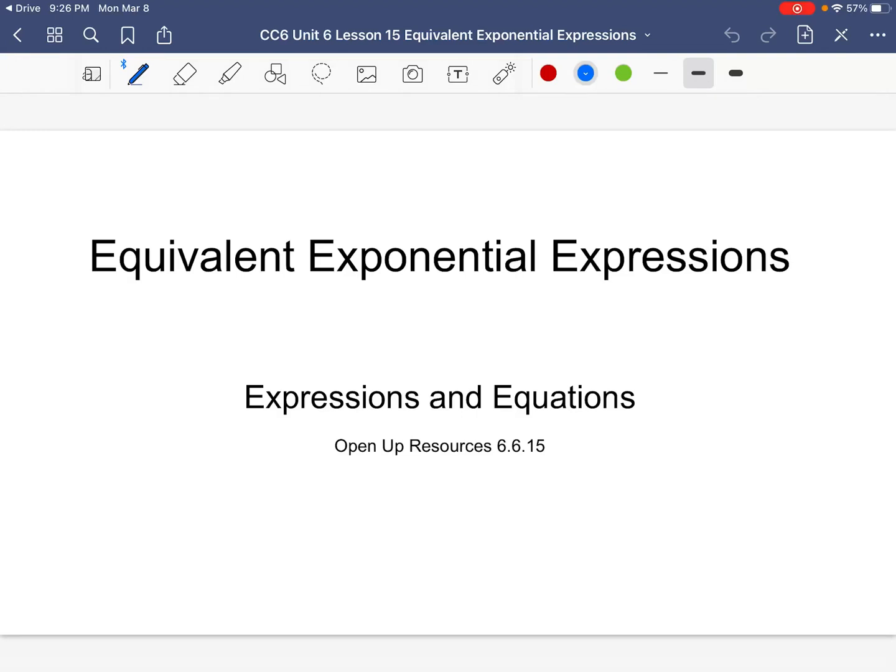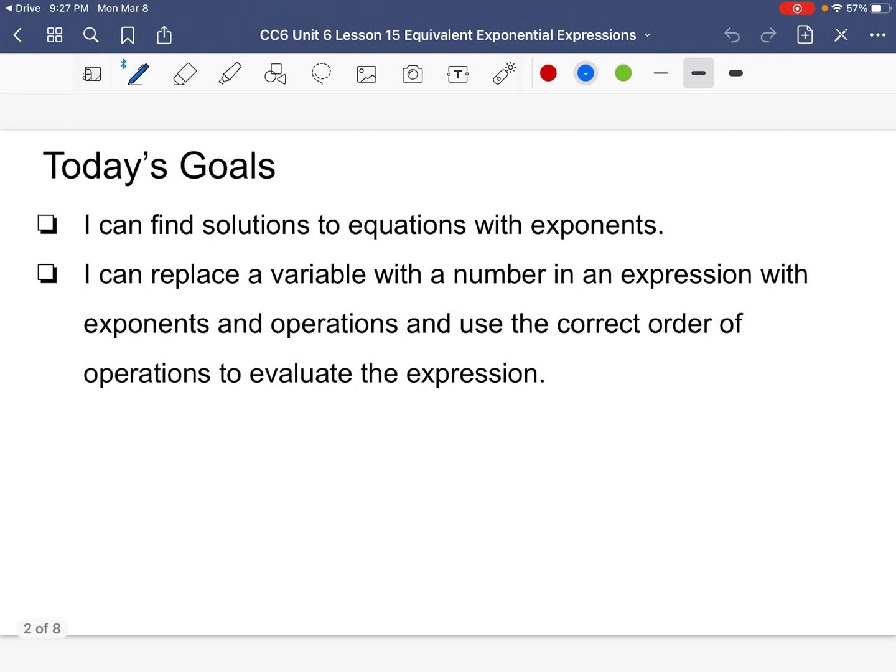Welcome to today's lesson, which is about equivalent exponential expressions. The goals of today's lesson are that you can find solutions to equations with exponents and that you can replace a variable with a number in an expression with exponents and operations and use the correct order of operations to evaluate the expression.